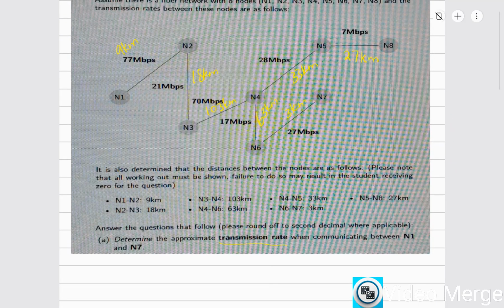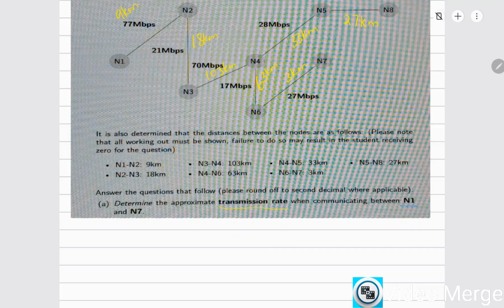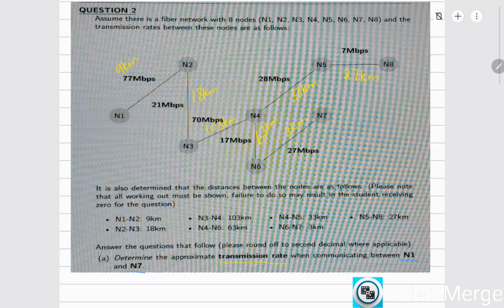We're answering the question from N1 to N7, right? We start from node 1 to node 2, it's 77 megabits, and then from N2 to N3 it's 21 megabits. Now we compare between the two, which one is the smallest. It's 21 megabits per second, so so far we are holding 21 megabits per second as our bottleneck. Then from N3 to N4, it's 70 megabits per second. Compare it to the previous one that we are holding, which is 21. 21 megabits per second remains the smallest.